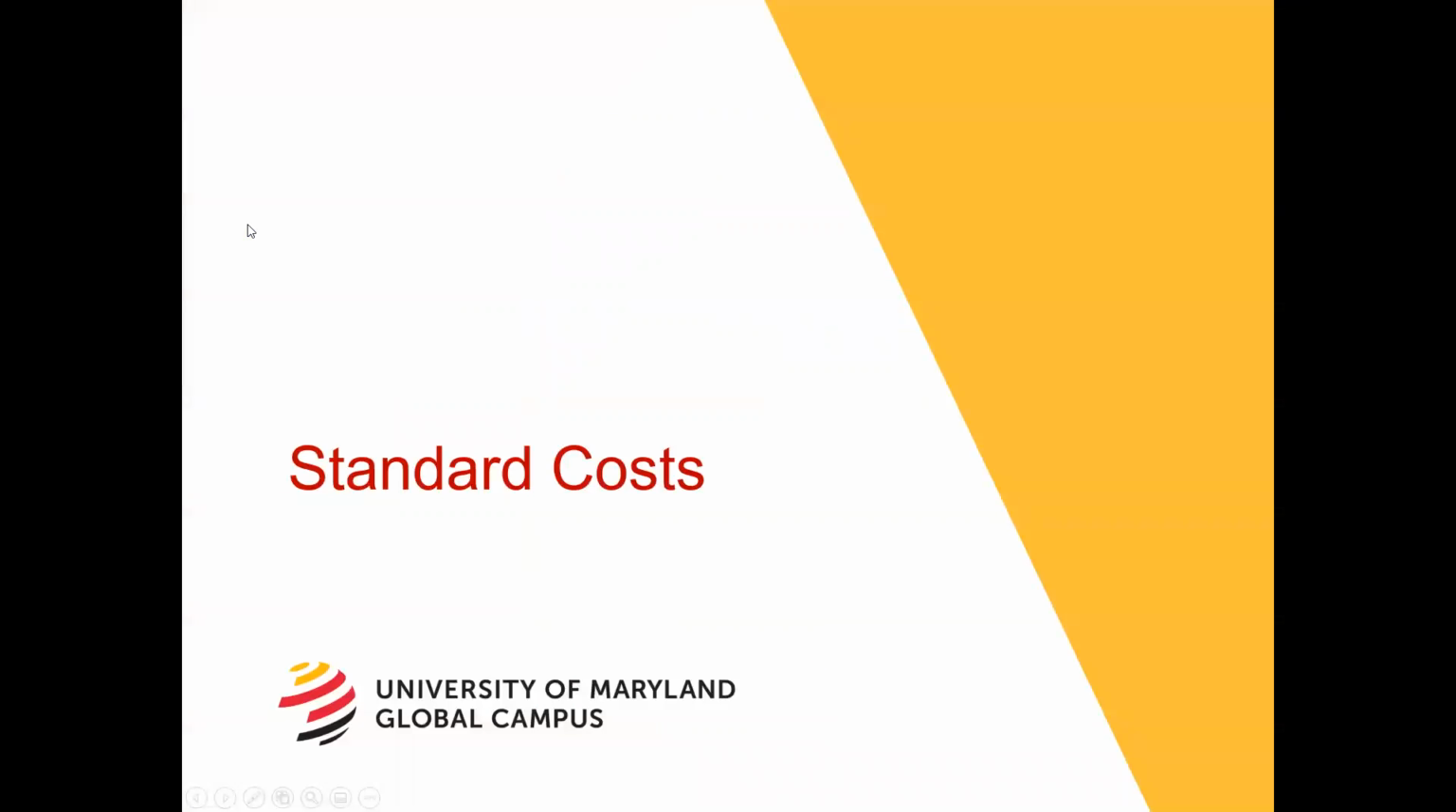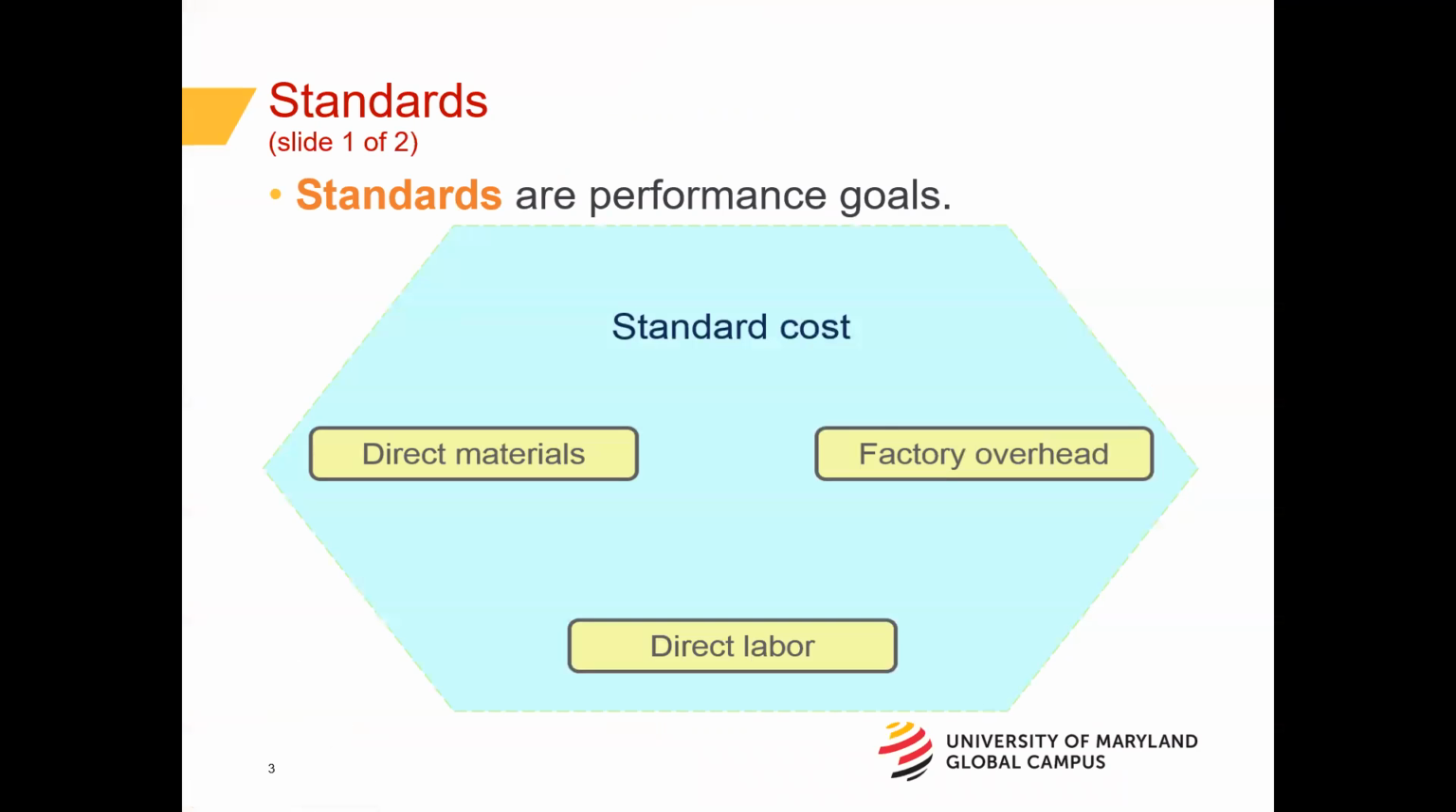Okay, let's talk about standard costs. Standard costs are costs that are standard in the business and are used to set performance goals. In manufacturing, we know that a product is made of direct materials, direct labor, and factory overhead.